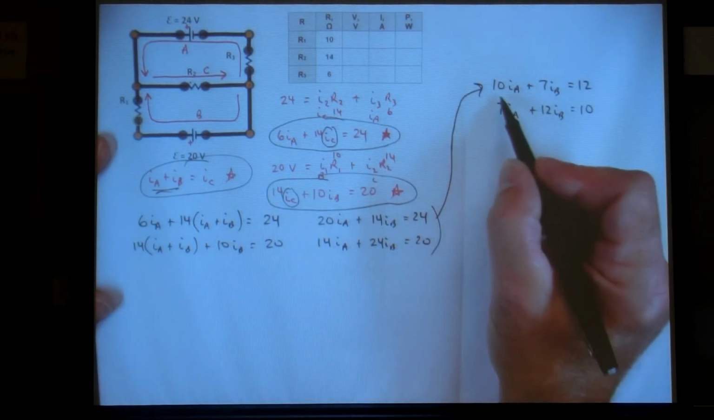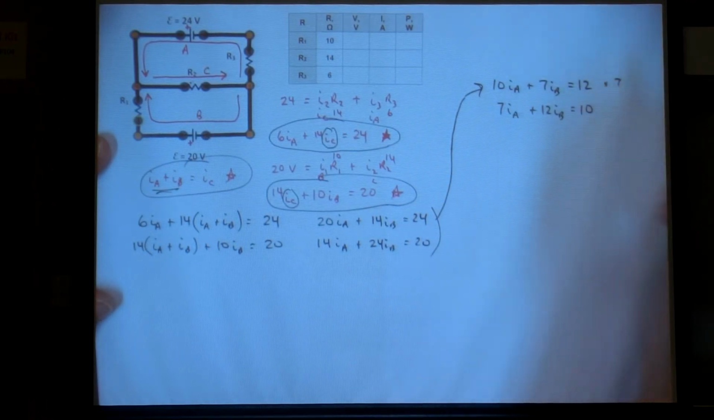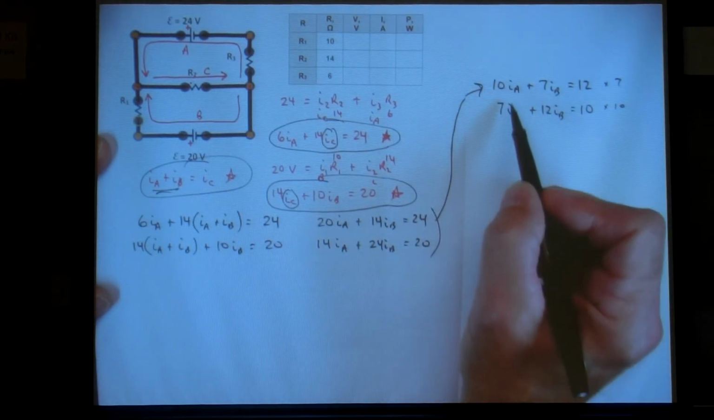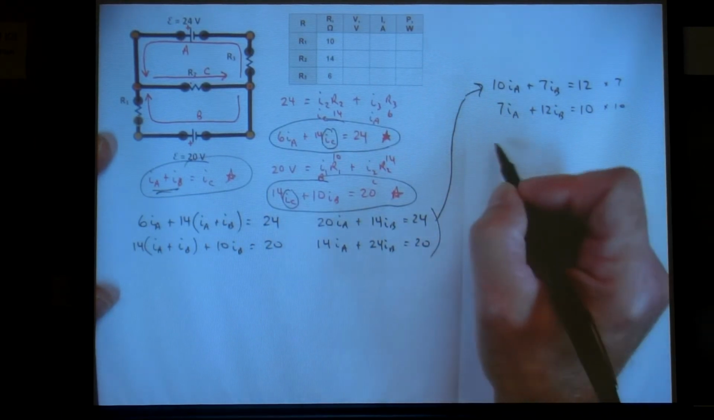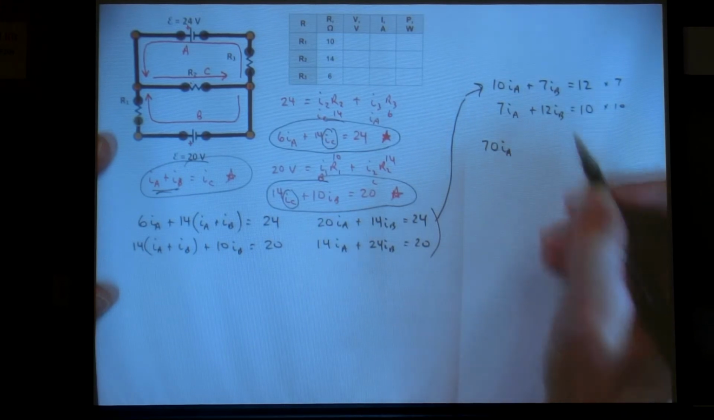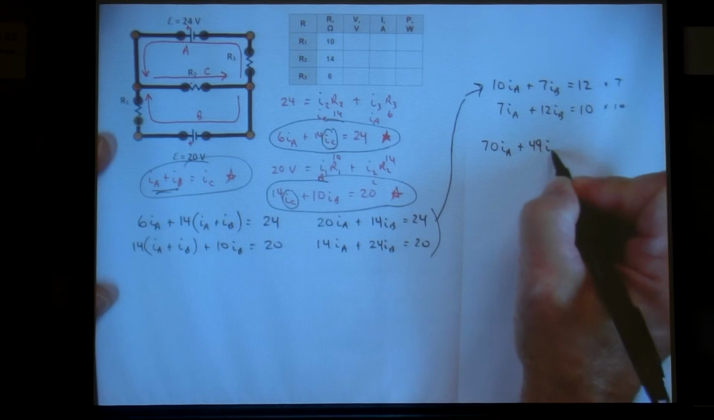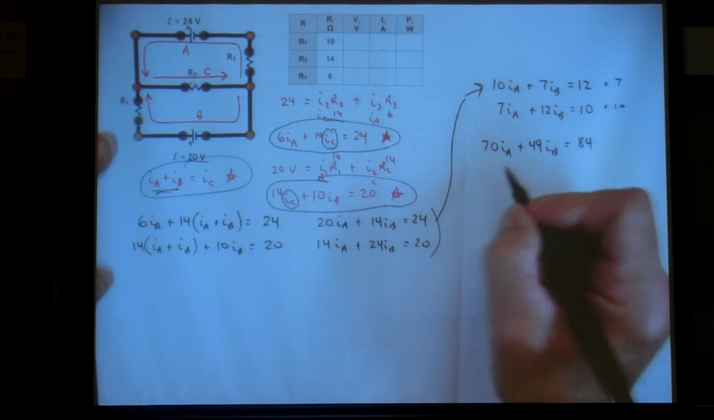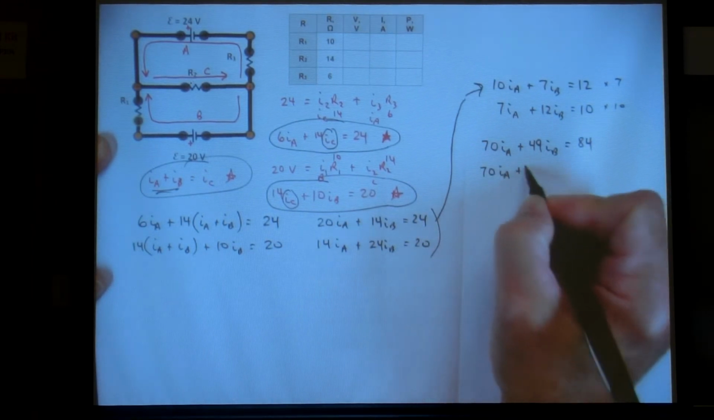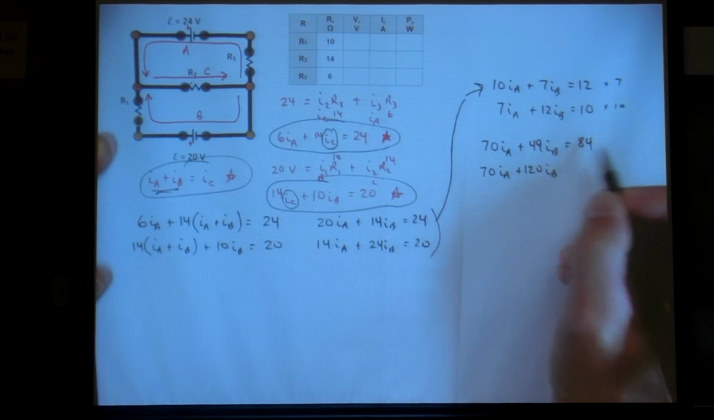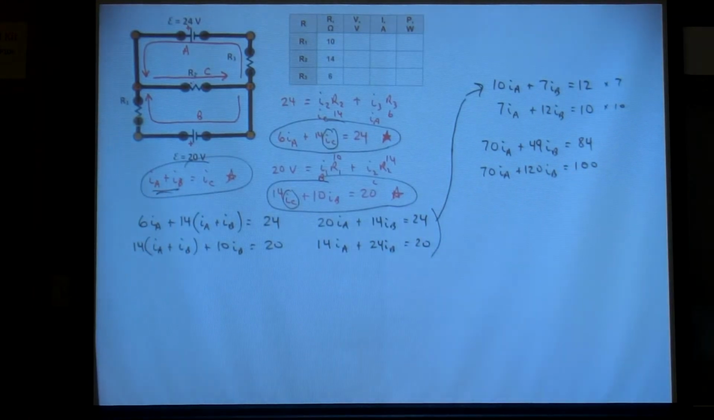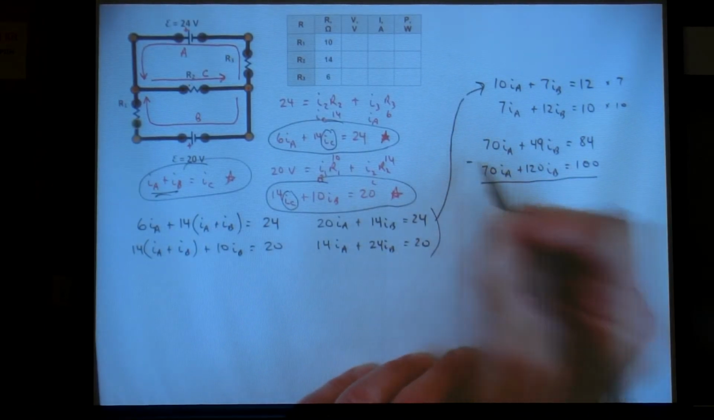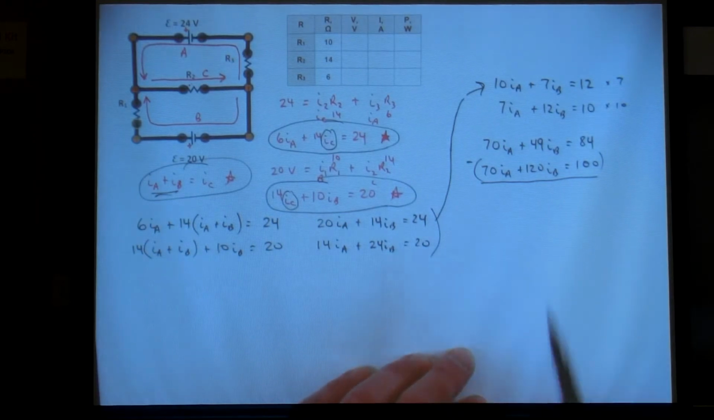So if I multiply this top equation times 7 and this bottom equation times 10, I'll end up with 70 IA and 70 IA, which will cancel out. So I'm going to have 70 IA plus 49 IB equals 12 times 7, which is 84. And I'm going to have 70 IA plus 120 IB equals 100, multiplying the bottom equation by 10. So now I can subtract one equation from the other.